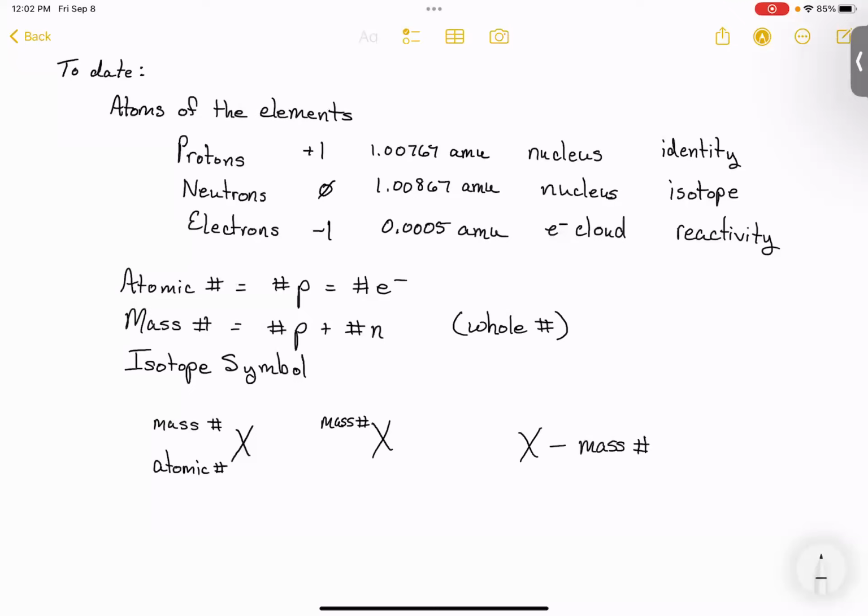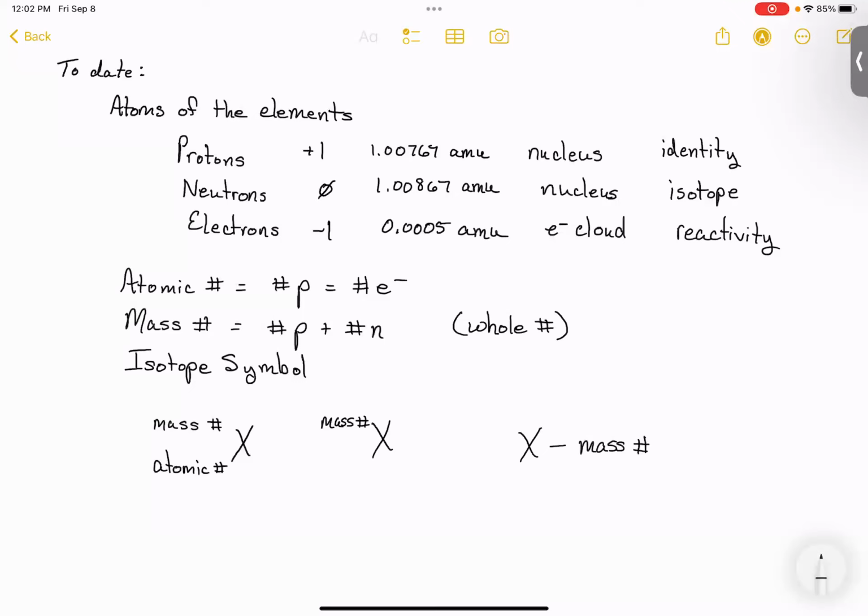The atoms of the elements consist of three subatomic particles. Those particles are the proton, the neutron, and the electron. The proton is a +1 charge. It has roughly a mass of 1.00767 AMUs. It is found in the nucleus of the atom, and the protons are responsible for the element's identity. If you alter the number of protons, you alter the element. It'll no longer be the same element.